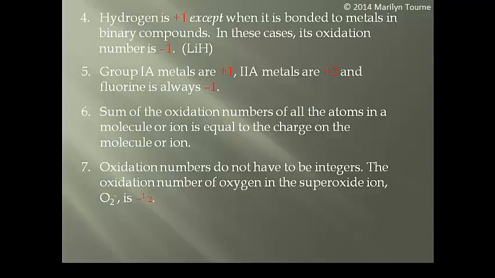All right, so the last one is that oxidation numbers do not have to be integers. It is one of the last rules, and I rarely test you on this, but you need to know it regardless. So the oxidation number of oxygen in the superoxide ion, for example, would be -1/2. So you have to keep in mind that oxidation numbers don't have to be whole integers.